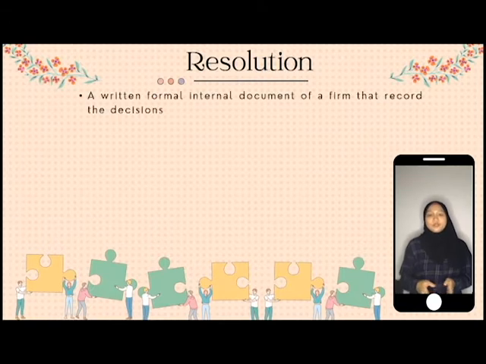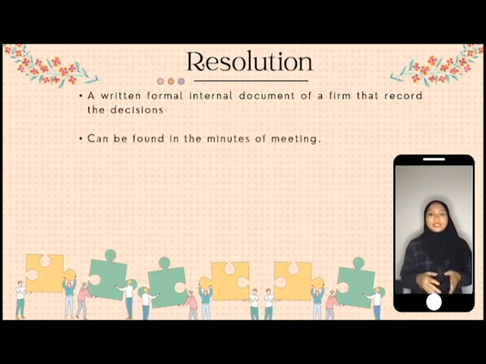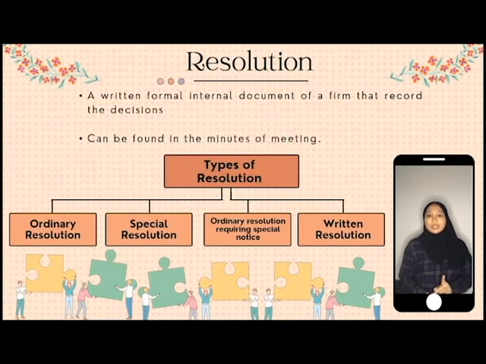A resolution is a written official internal document of a company documenting the decisions that have been voted during the board of directors meeting or the meeting of members. The resolution can be found in the minutes of meeting detailing the decision made during the meeting. There are 4 types of resolution. The first one is ordinary resolution, second, special resolution, third, ordinary resolution requiring special notice, and lastly, written resolution.